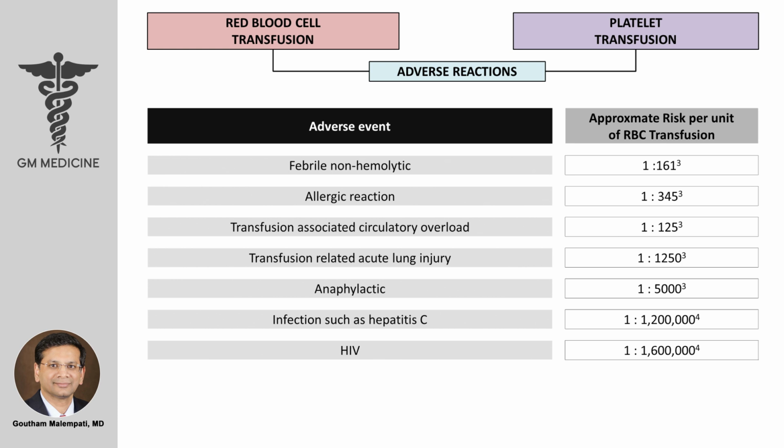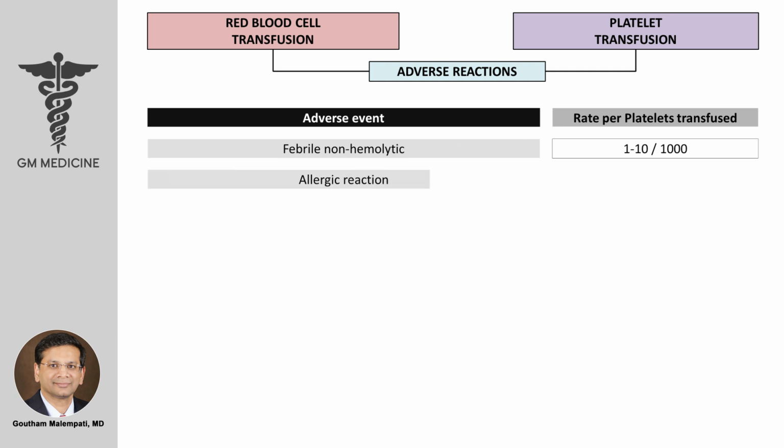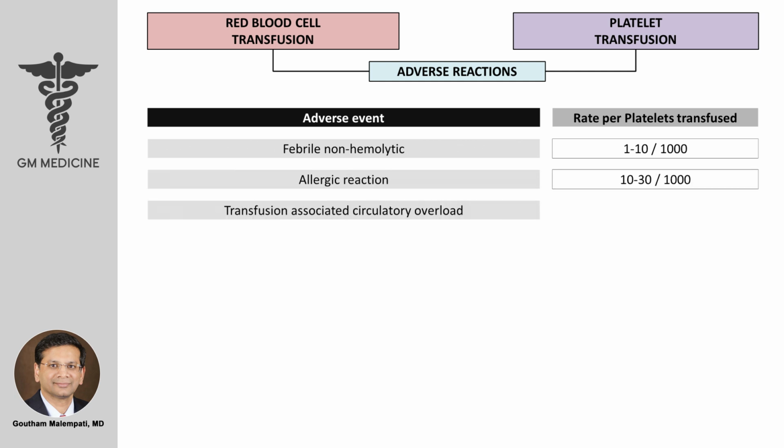Approximate risk of platelet transfusion related adverse events is measured as rate per platelets transfused. For febrile non-hemolytic reaction, the risk is 1 to 10 per 1,000 platelets transfused. For allergic reaction, it is 10 to 30 per 1,000 platelets transfused.